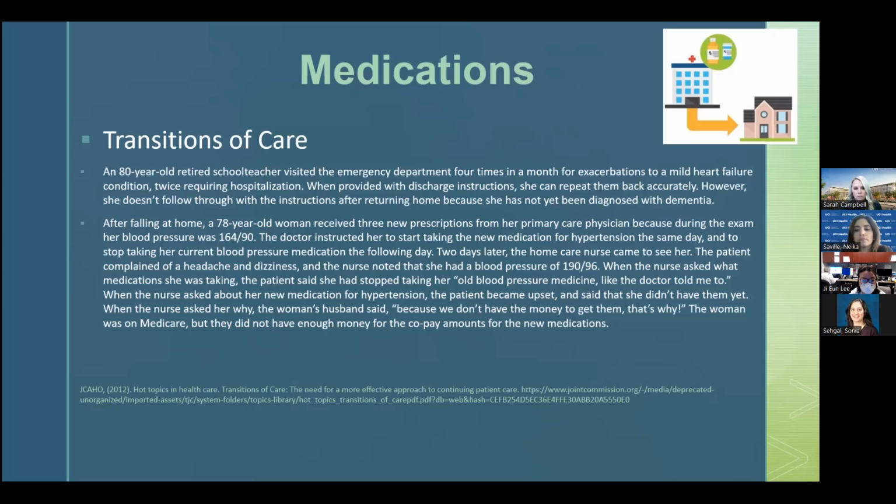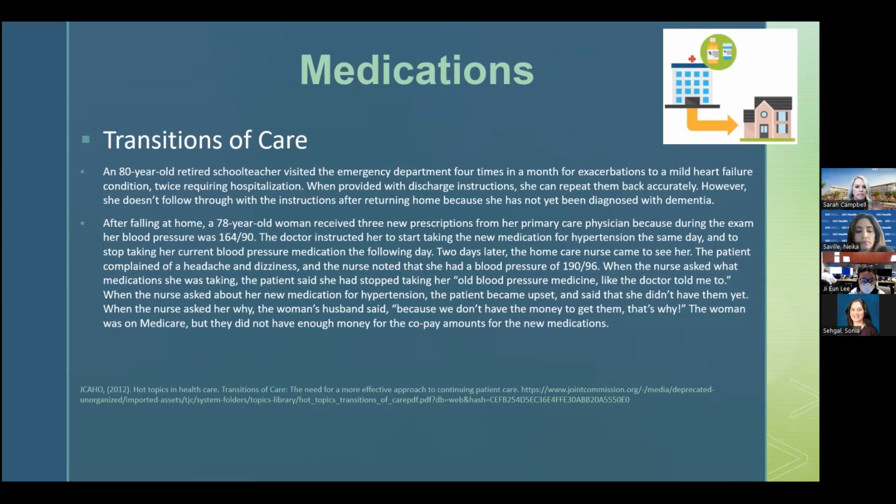The patient had a headache and dizziness, and the nurse noted that her blood pressure was 190/96. When the nurse asked her what medication she was taking, she said she'd stopped her old blood pressure medication like the doctor told me to. When the nurse asked about her new medication for hypertension, the patient became upset and said she didn't have them. When the nurse asked her why, the woman said, "Because we don't have the money to get them, that's why." The woman was on Medicare, but they did not have enough money for the copay amounts for the new medications.